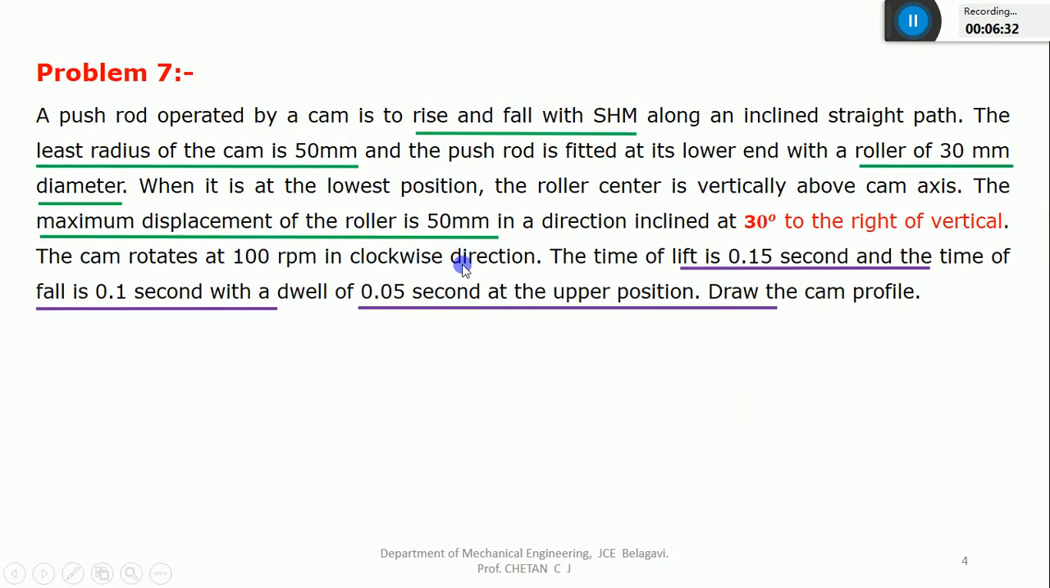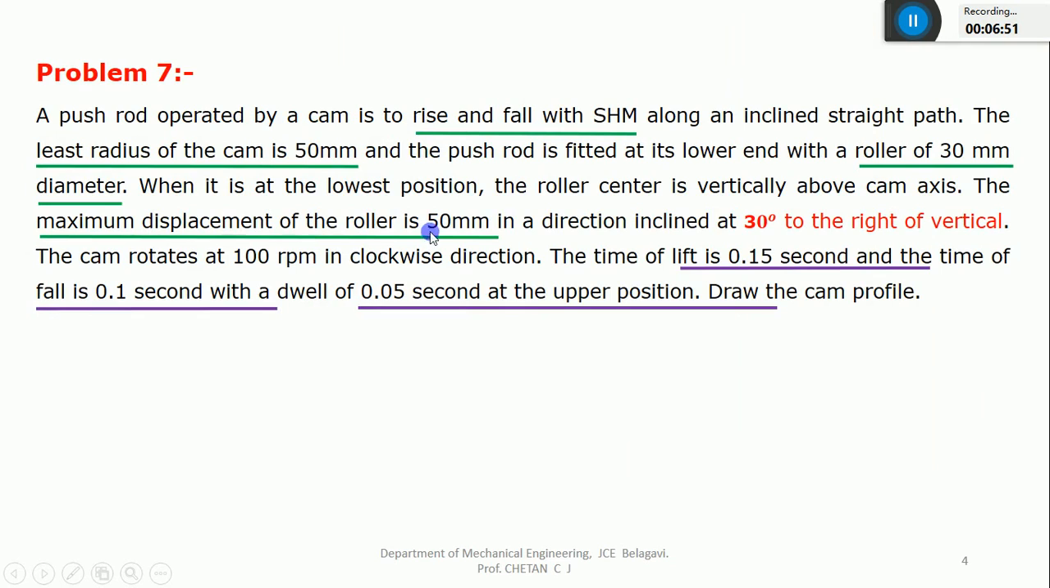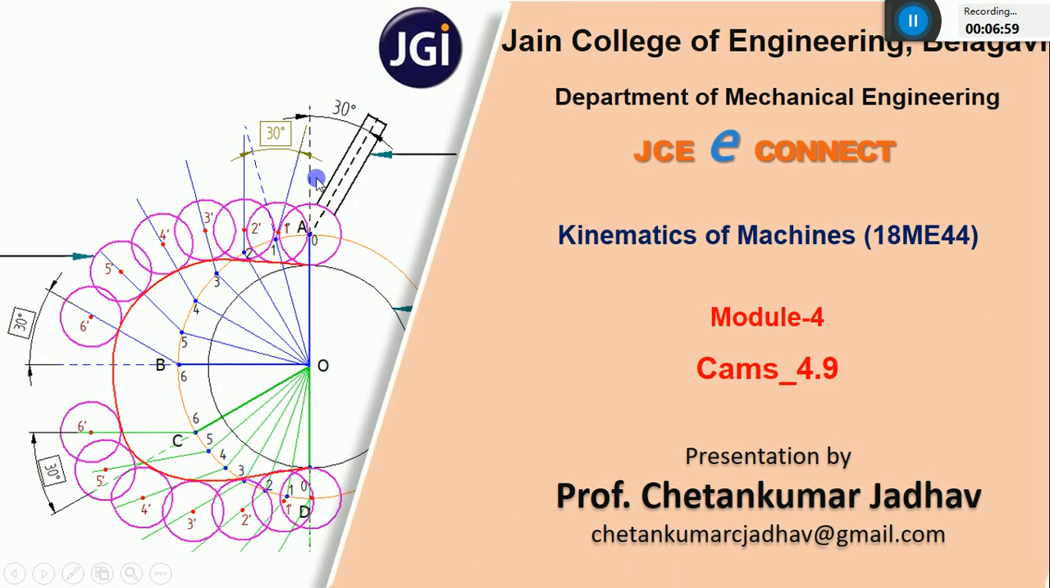And the maximum displacement of the roller is 50 mm. It means the stroke length of the follower is 50 mm. That is S. It means the distance traveled by this follower from this point to this point is up to a maximum of 50 mm displacement, which is nothing but the stroke length of the follower. It is also given in a direction inclined at 30 degree to the right of vertical. So this is the vertical axis, and towards my right I'll take this angle of 30 degree. Unlike the previous problem, where the follower axis and the cam axis are the same in the vertical direction, here it is slightly tilted towards the right.